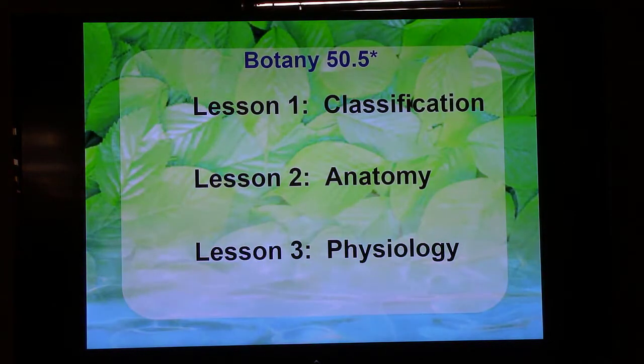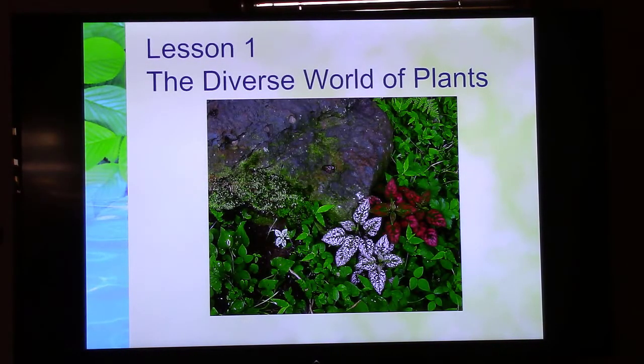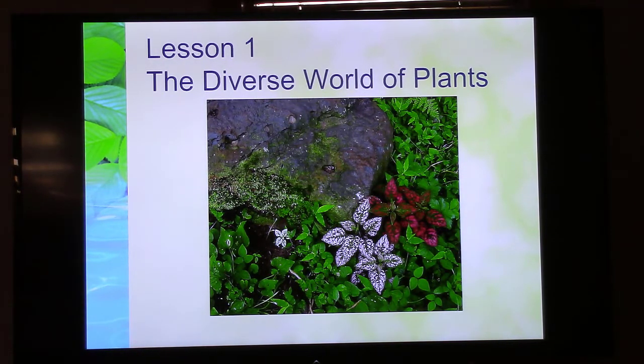Okay, we're going to have 3 parts to our lesson today. Lesson 1 is the shortest, and we're going to be talking about classification. Then the second lesson is going to be on anatomy, the body of a plant. That's real important. A lot of practical applications for gardeners about that. And lesson 3 is the physiology, how a plant operates. So let's start with lesson 1. The diverse world of plants.